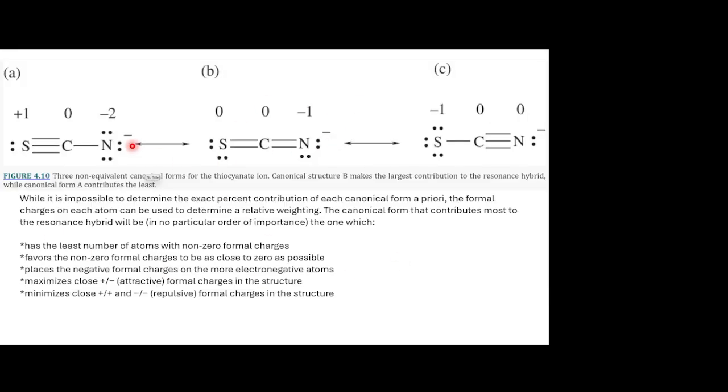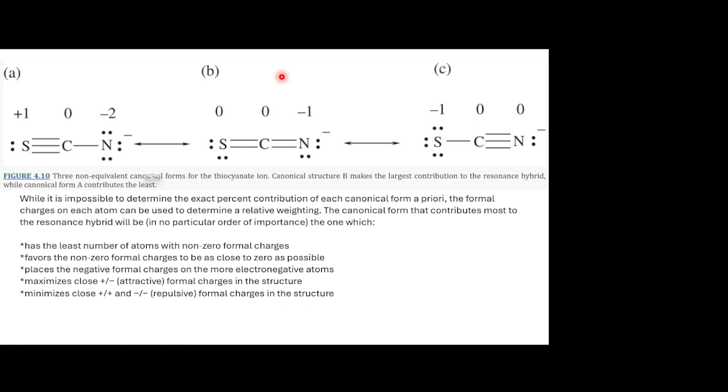In this case right here, we have 3 non-equivalent forms of thiocyanate ion. And so this canonical structure B would be the one that you would come out with from the Lewis structures. Can anybody tell me why you would come out with that one? So what's that last step? What do we use to determine which of those electrons should go in? We're trying to minimize formal charges, right? Minimize formal charges next to each other.